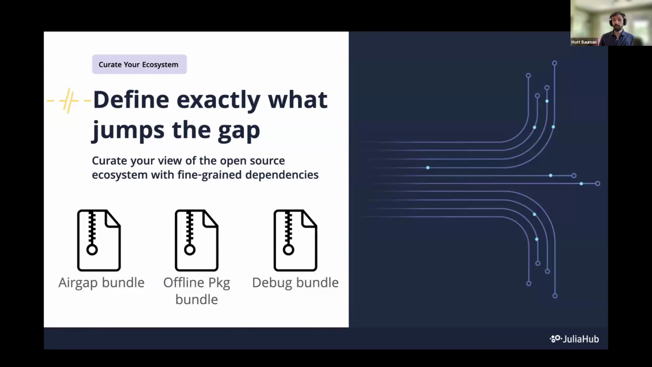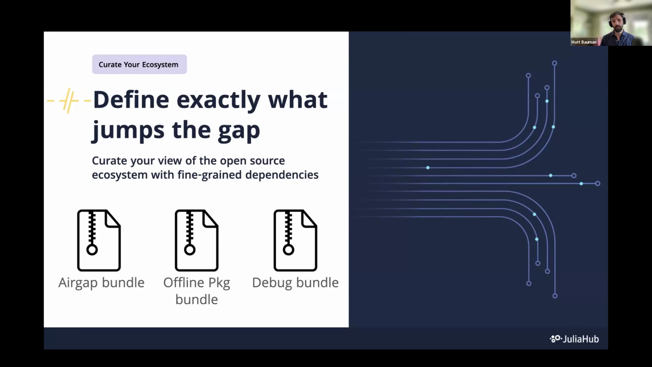JuliaHub Air allows you to define exactly what comes across that gap, which is very important, where you can curate your ecosystem. And there are three key things that get walked back and forth, and you need to know exactly what those are to have confidence in what you're doing in the air-gapped network. First and most fundamentally, there's what's called the air-gap bundle. That defines the software itself, the architecture of JuliaHub.